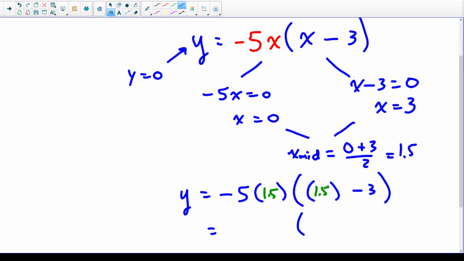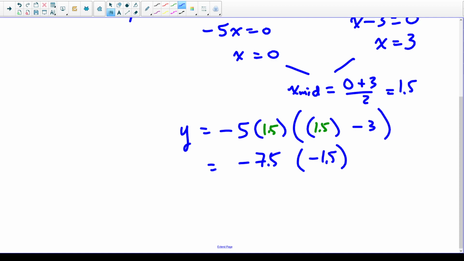And the following bedmass, 1.5 minus 3 is negative 1.5. What is 5 times 1.5? I believe that's 7.5, so this is negative 7.5. Let me just double check that on a calculator off to the side. I'm pretty sure that's correct. Yeah, so it's negative 7.5, and I'm going to need my calculator again to calculate the final answer. So negative 7.5 times negative 1.5 is going to give me 11.25. Which is the y value of the vertex.